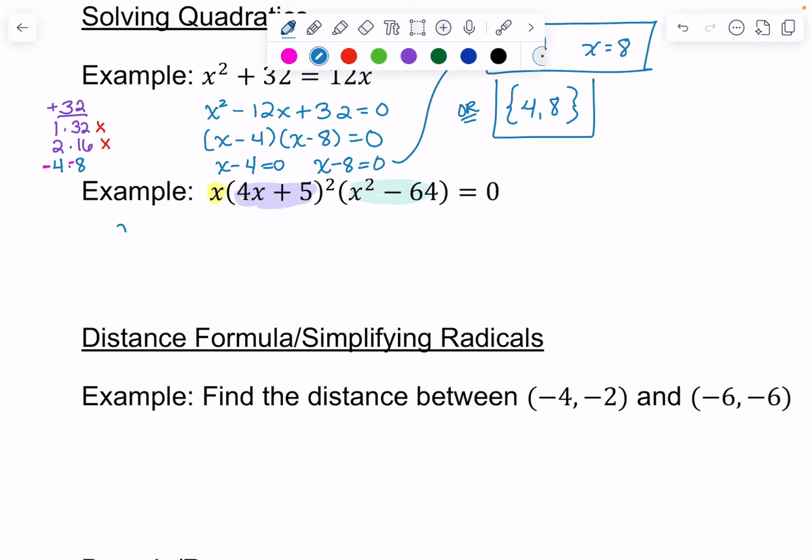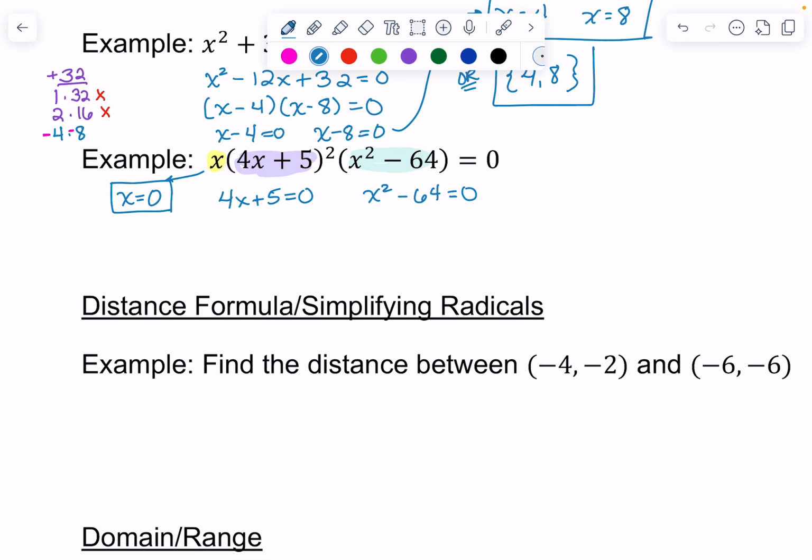So I'm going to say x equal to 0. That's one of mine, coming off of this yellow one right here. That's actually my solution from that one. My next one is 4x plus 5 equals 0. Or my x squared minus 64 equals 0. If I look at the middle one, the purple one there, and continue down, I'm going to move the 5 to the other side, so subtract 5 from both sides. I get 4x equals negative 5, and x equals negative 5 over 4. All right, so that's my second solution here.